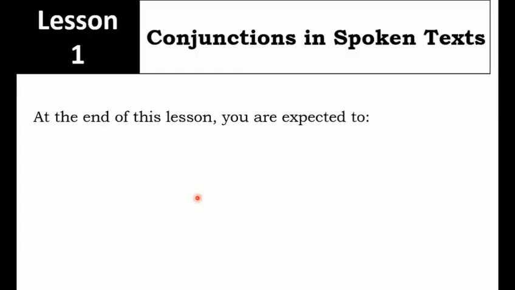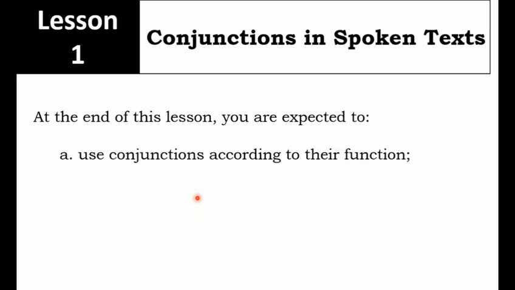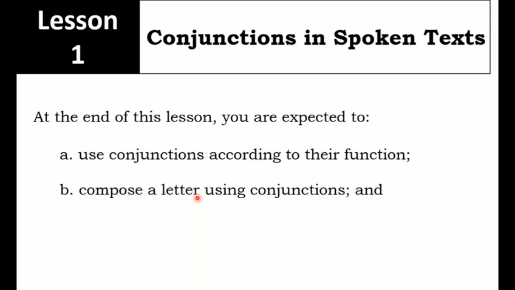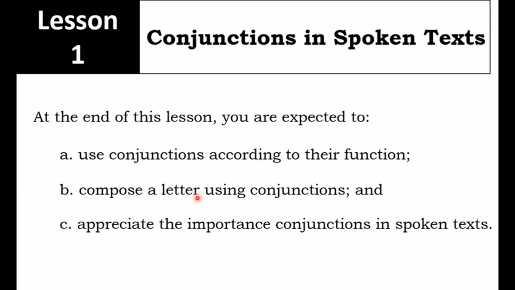Now let us start. Lesson 1, Conjunctions in Spoken Text. At the end of this lesson, you are expected to do the following. First, use conjunctions according to their function, and then compose a letter using conjunctions, and appreciate the importance of conjunctions in spoken text. This is supposed to be appreciate the importance of conjunctions; the word "obituary" is only a typographical error. All right. Now, what's in?